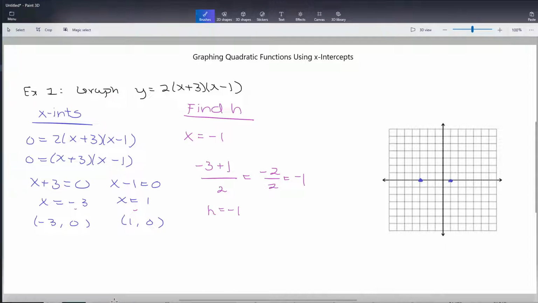Then I'm going to plug in that -1 to find k. Now that I have the x part of my vertex, I want to find the y part of my vertex. So I'm going to take my original equation, y equals 2 times (x plus 3) times (x minus 1), and I'm going to plug in -1.